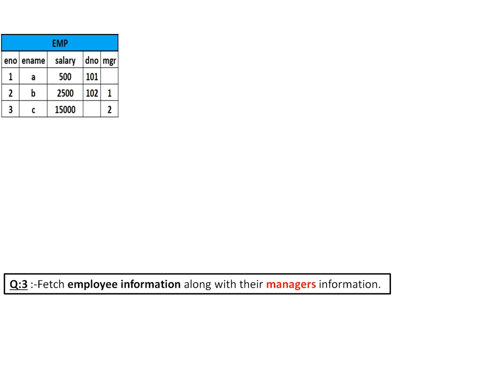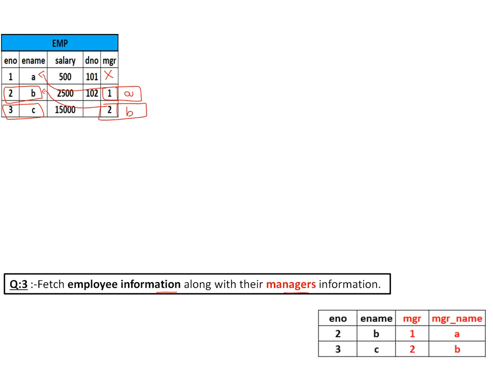Next join. Fetch employee information along with manager's info. Anyhow, employee 1 doesn't have a manager. Employee number 2, his name is B. His manager is 1. What is his name? Go and fetch it here, that is A. Employee number 3, his name is C. Who is his manager? 2. His name is B. So I need data like this: employee number, employee name, manager number, manager name. Now here, if you observe, manager is a foreign key referring to employee number.